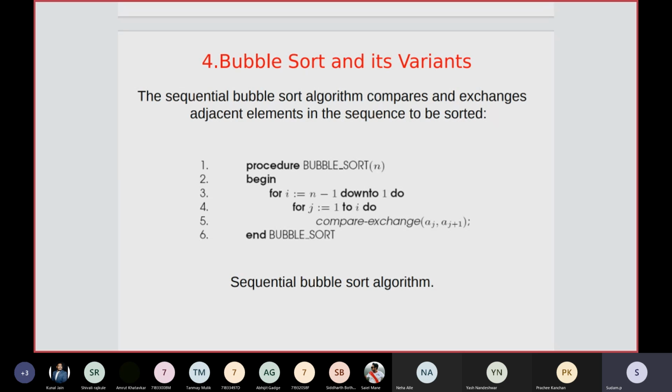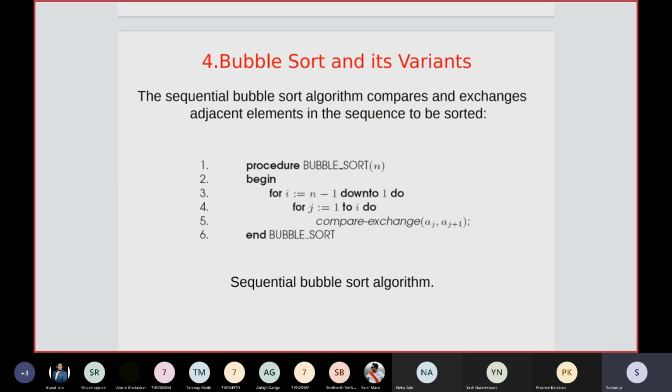Here we will see both the sequential version as well as the parallel, how we can convert the sequential version into the parallel version of the bubble sort algorithm. The normal sequential bubble sort algorithm cannot be converted into a parallel algorithm. But if you consider the sequential odd-even bubble sort algorithm, that can be parallelized.